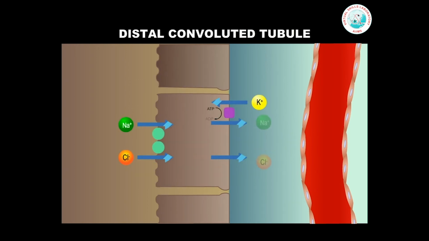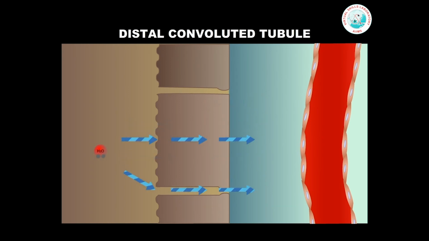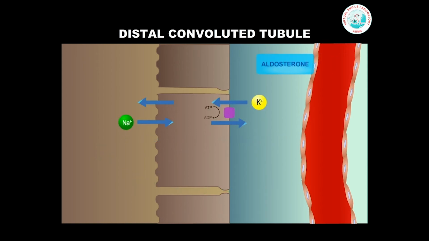In the distal convoluted tubule, around 5% of the sodium chloride is reabsorbed actively using sodium chloride symporters. This is accompanied by reabsorption of water that follows via osmosis. Aldosterone is released. Coming on to tubular secretion.